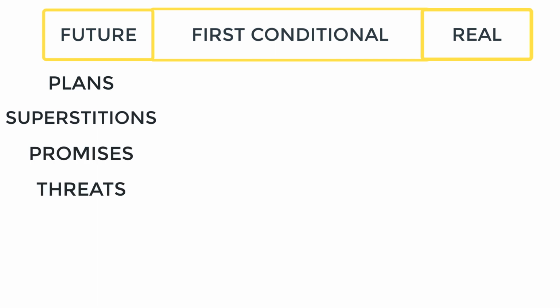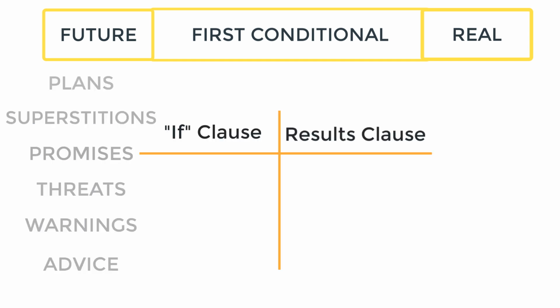Let's go on to the first conditional. The first conditional expresses possible future results. It's usually used to discuss plans, superstitions, promises, threats, warnings, and even advice. This is sometimes called the future real conditional. The first conditional is formed by using if plus the present simple in the if clause and will plus the infinitive in the results clause.